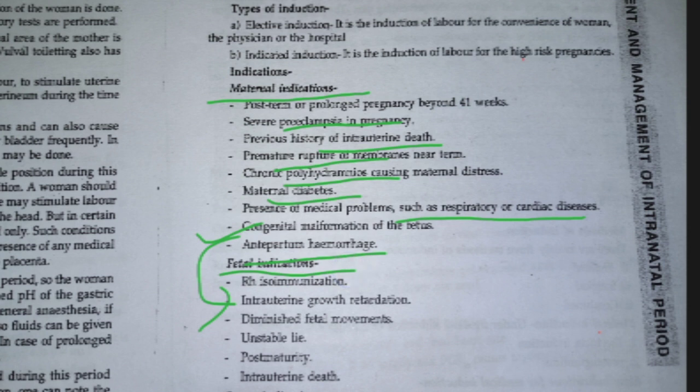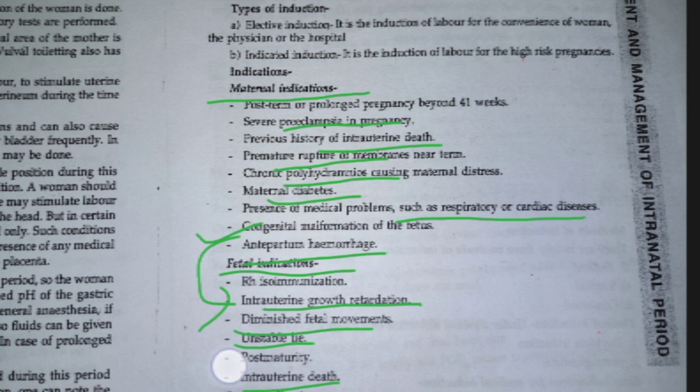Fetal indication is the conditions that are seen in the fetus. If the fetus has any problems, like the fetus is not in a stable position, or there are movement restrictions and the baby is not able to move, or if the fetus is not grown properly or the fetus is dead, then the fetus can't proceed with the delivery. We need to induce the labor.